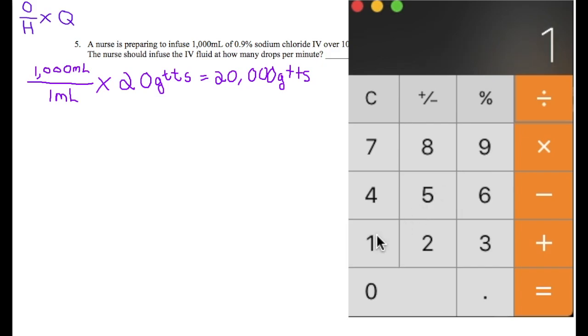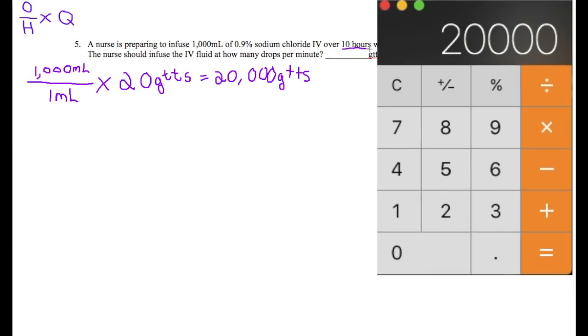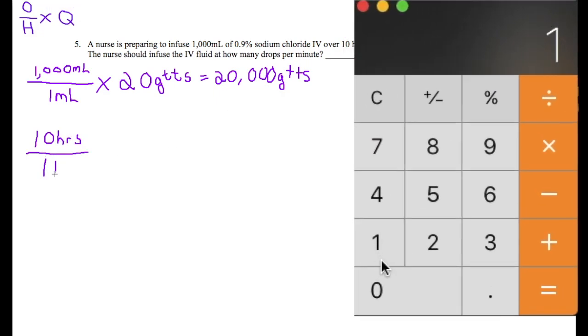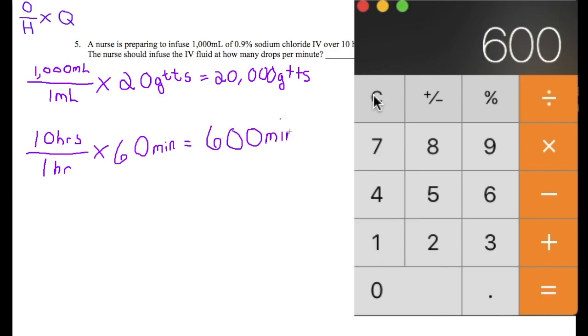Now I'm going to find my next ordered or desired. In this case, it's going to be 10 hours. I know that I want this to go over 10 hours. I know that I have 1 hour in 60 minutes. This comes out to 600 minutes.